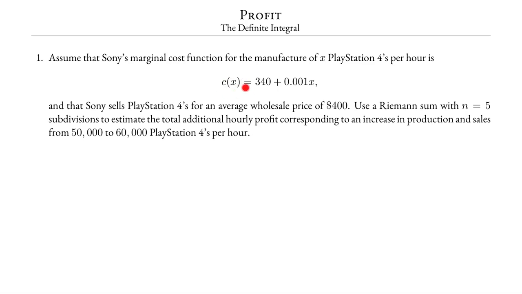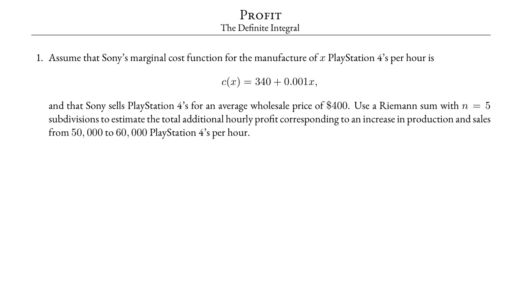We are given the marginal cost and the marginal revenue. Since the PlayStation 4 is sold for an average wholesale price of $400, meaning $400 per PlayStation, this will be the marginal revenue. And we're asked to find the total profit.